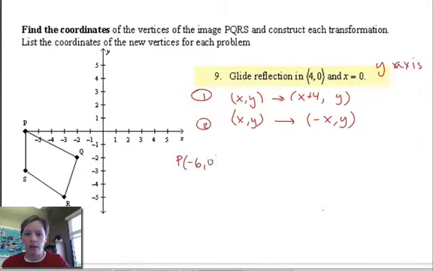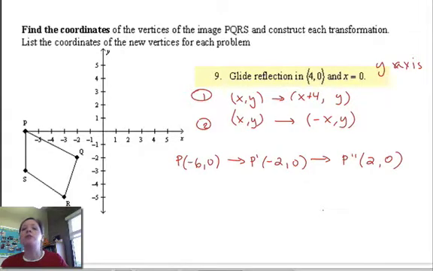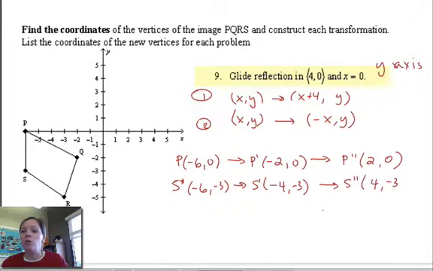So P was at -6, 0. So step 1, P prime, is going to be at -6 plus 4, so that's -2, 0. Step 2 is going to be to reflect that over the y-axis, so that means the x-coordinate becomes opposite, so that's going to be at 2, 0. S is at -6, -3. So the first thing we're going to do is move that to the right 4 units, so that's going to be -4, -3. And now we're going to reflect that over the y-axis. That's going to be at 4, -3.